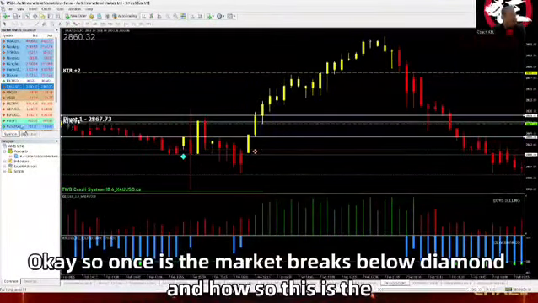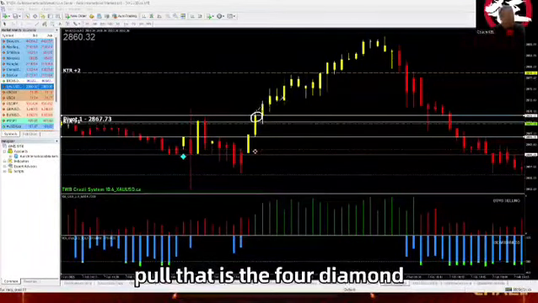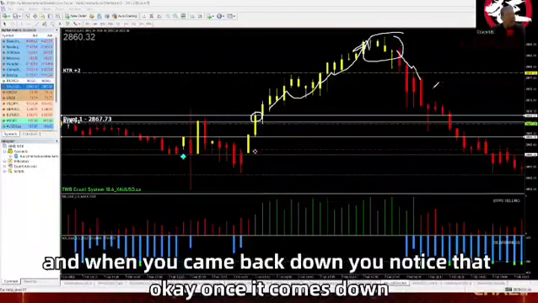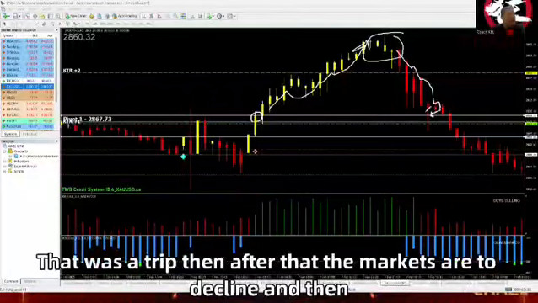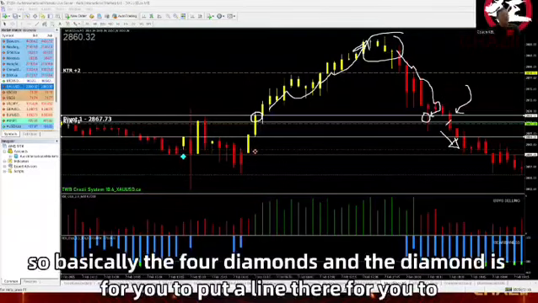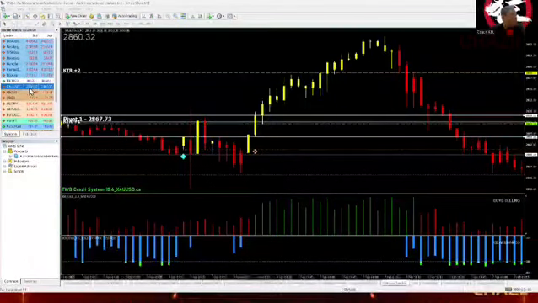Okay, so once the market breaks below the diamond, then how? This is a four diamond. It went all the way up, then it reversed course, and when it came back down, you notice that once it comes down, that was a trip. After that, the market started to decline, and then you have the selling wave again. So basically, the diamond is for you to put a line there, for you to draw, so that you can benefit from this.